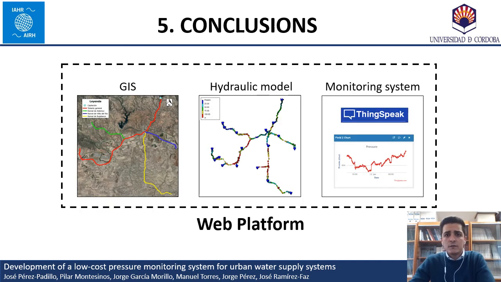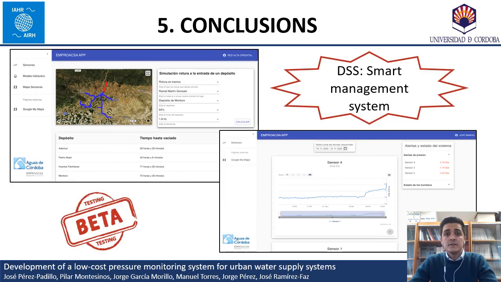The future line of work consists of the creation of a web platform based on 3 main pillars: geographic information system, hydraulic model, and monitoring system, and the connection between them. Currently, the beta version of the web platform is being tested in a real case. Additional modules based on big data and artificial intelligence will be added in the following developing stages to create a smart water management system.